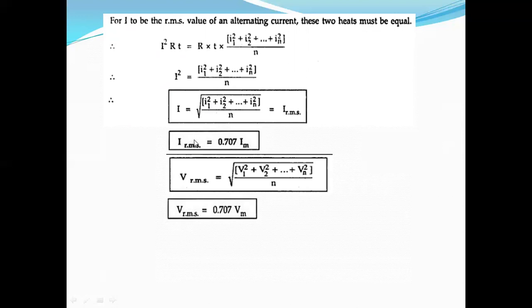So I RMS can be found graphically like this, and it is always equal to 0.707 Im. And if we consider voltage instead of current, then V RMS is equal to the square root of V1 square plus V2 square plus up to Vn square upon N. So V RMS is equal to 0.707 Vm. In this way, the RMS value can be computed graphically.